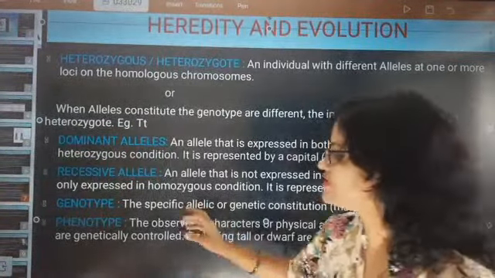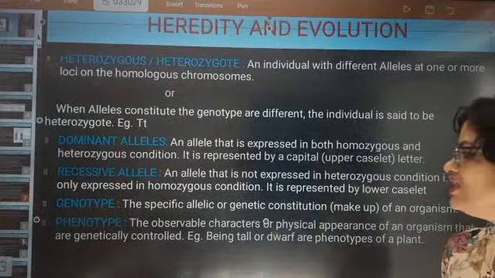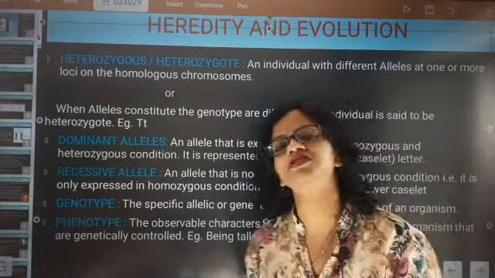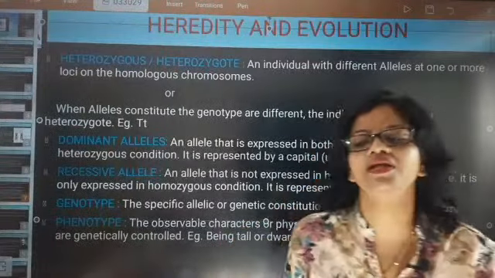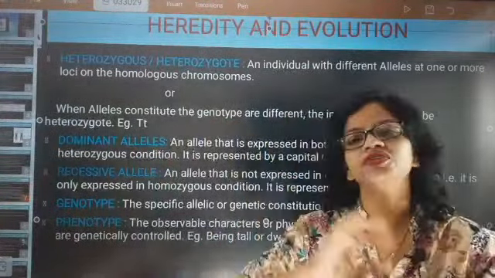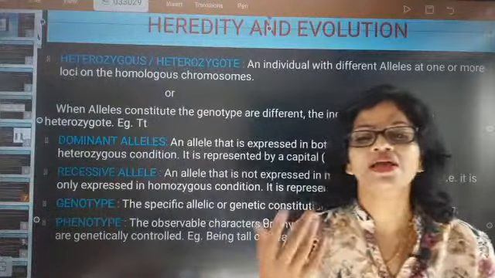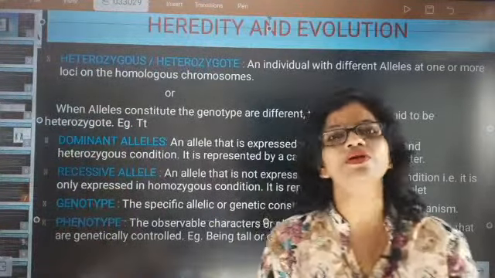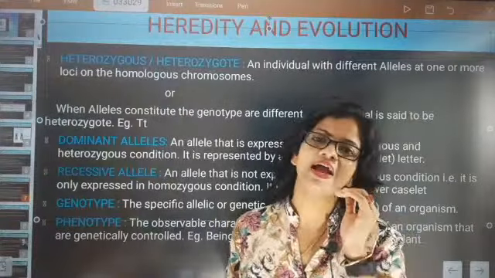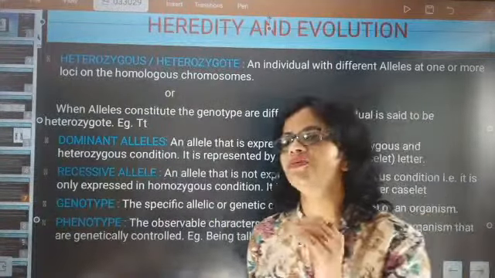Now next is called genotype. The specific allele or genetic constitution makeup of an organism, meaning whatever is present in the DNA, whatever went for crossover, and which one is coming in the character for a child, that will be reflected as genotype. So genetic change will be genotype and physical appearance change will be phenotype.